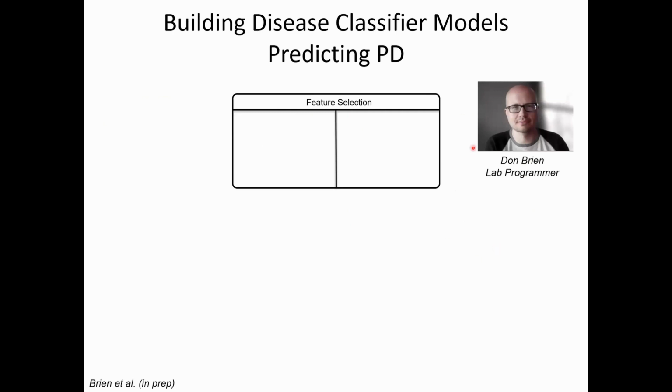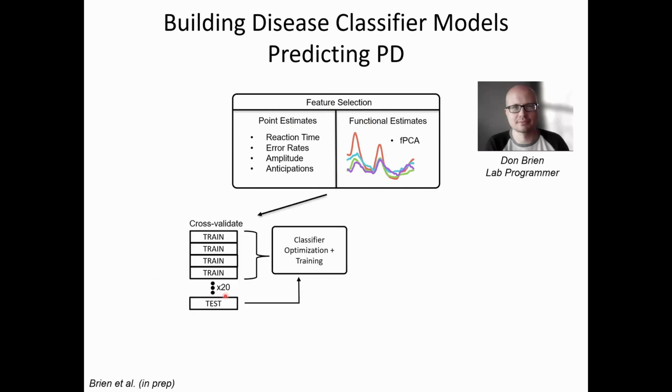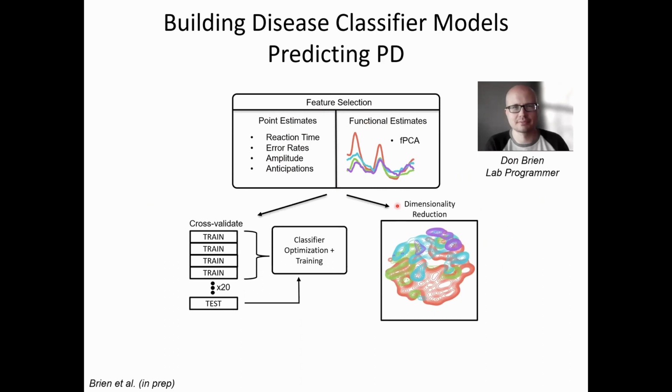And this is being driven by our programmer, Don Bryan. We're trying to build disease classifier models based on all these potential biomarkers that I've been showing you this morning. So we've got all these features like reaction time, error rates, amplitude of saccades, et cetera. In addition, we have time varying signals that vary through the tasks like the pupil, the blink rate. This is actually what the blink rate looks like. And so this yields 48 possible features that Don could use to build a classifier model, which is way too much data, but we can do a dimensionality reduction.